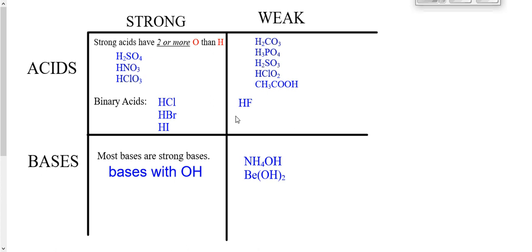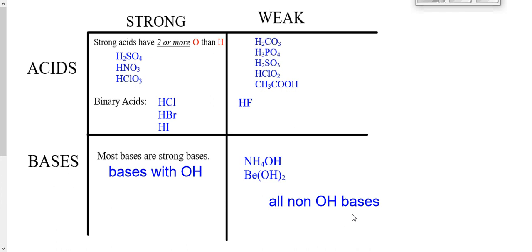What about bases? Well, most bases are strong bases. Most bases dissociate completely if they have hydroxide in them. There's two exceptions to this: ammonium hydroxide and beryllium hydroxide. These are the only two hydroxide bases that would be considered weak. Also, all non-hydroxide bases, things like bleach, sodium hypochlorite, or baking soda, sodium bicarbonate, all fall under the category of being weak.